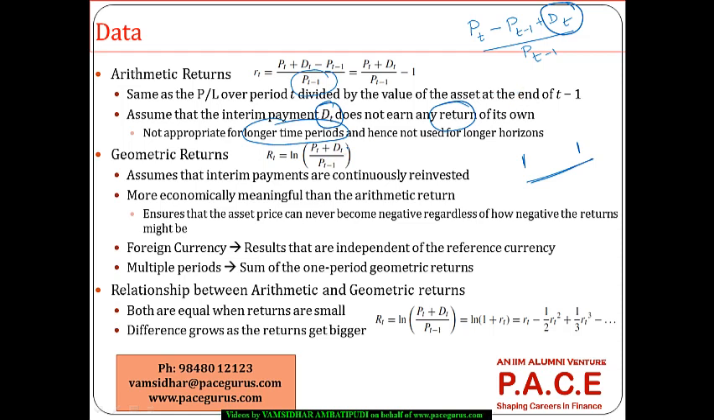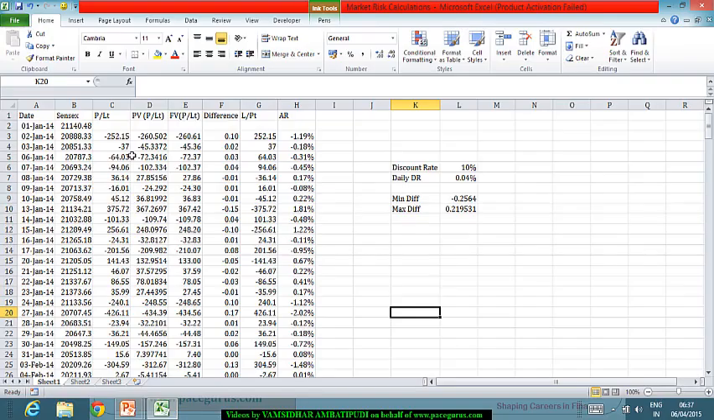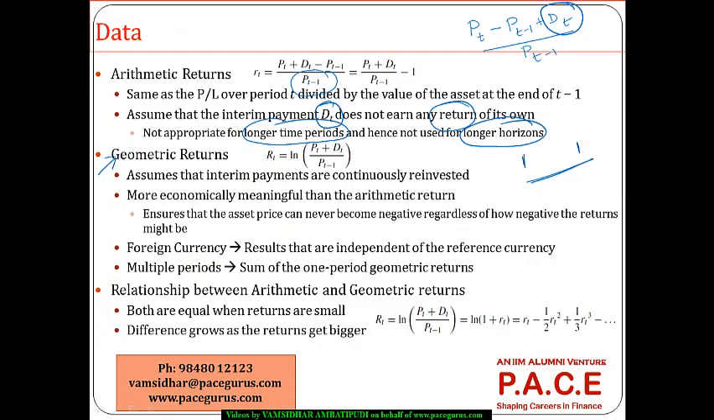So generally when we are looking at longer periods of time, a multiple time period situation, we do not go with the arithmetic returns. For longer time horizons, we do not depend on arithmetic returns. Rather, we would go with the next approach, which is the geometric returns. But for a very small time period, I can very well compute my arithmetic returns. So this is the way of computing the arithmetic returns.